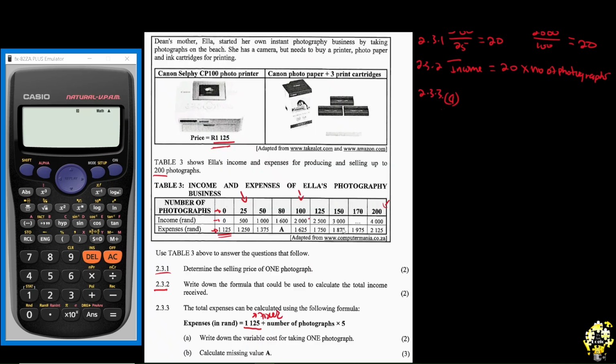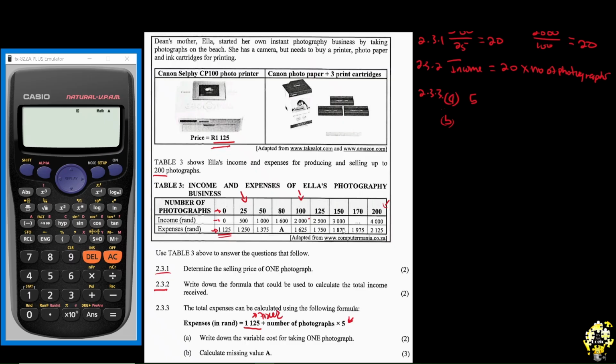Plus a number of products multiplied by a 5. This 5 here, it is going to be our variable. So we are just going to say that this 5 here is a variable. B. Let's get to B.